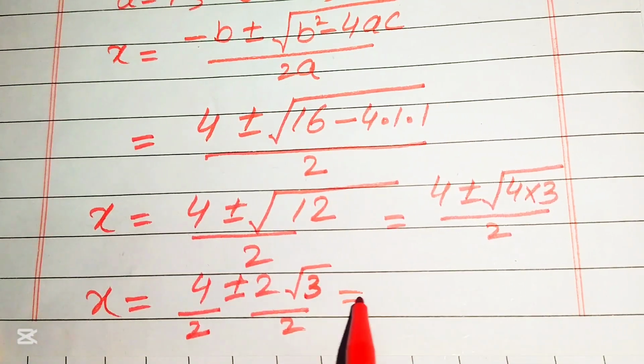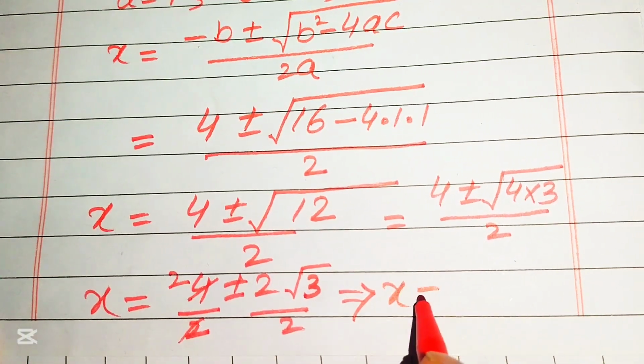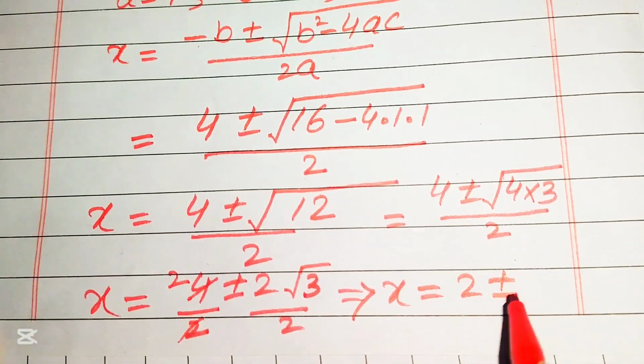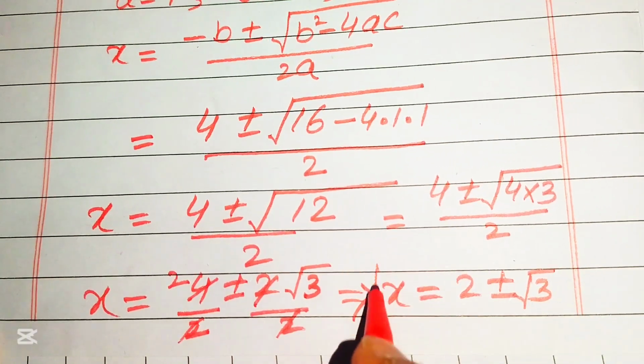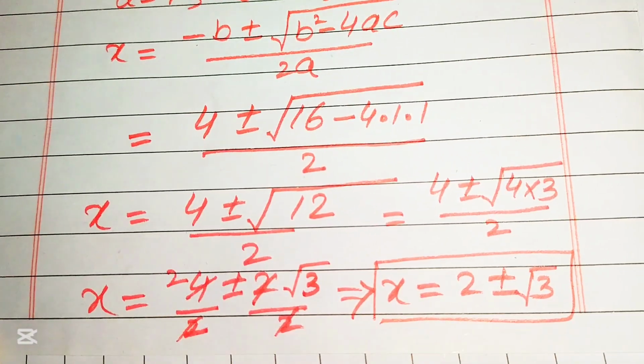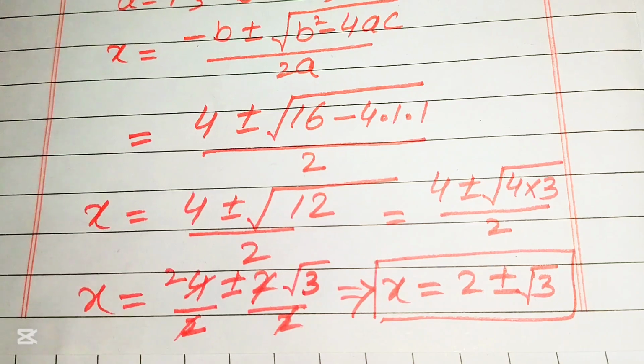Okay, so this implies that 2 times 2 is 4, so we get our x equals 2 plus minus, this 2 is cancelled out by this 2, and square root of 3. So these are the two values of x, and now here we need to move backward in order to find the values of t.